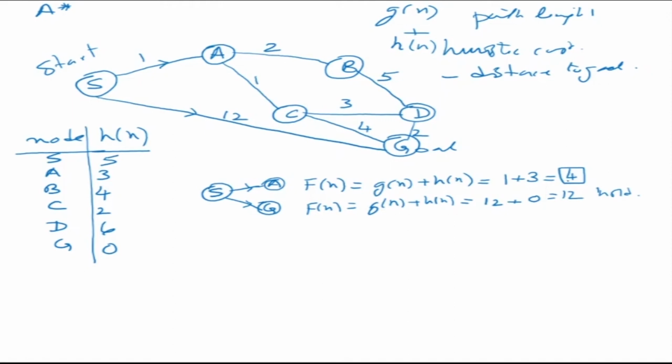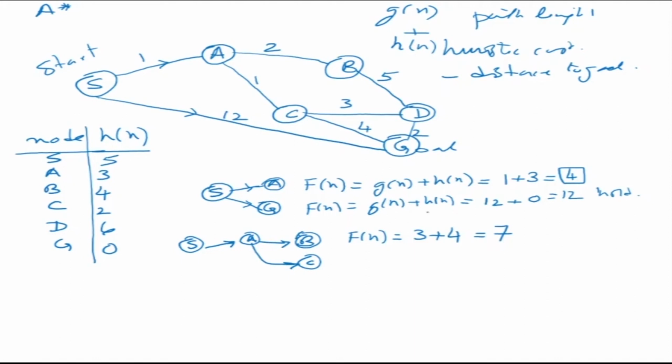Now my second step is S to A. From A you can go to B, or you can go to C. You can see that from S you have gone to A. Now from A you can go to B, or you can go to C. Now if you go to B, then this function Fn is equal to 3 plus 4, which is equal to 7.